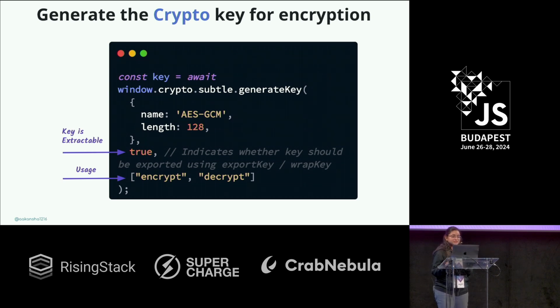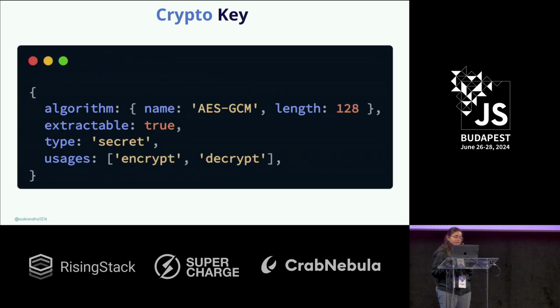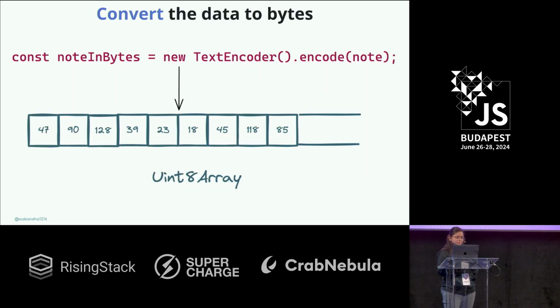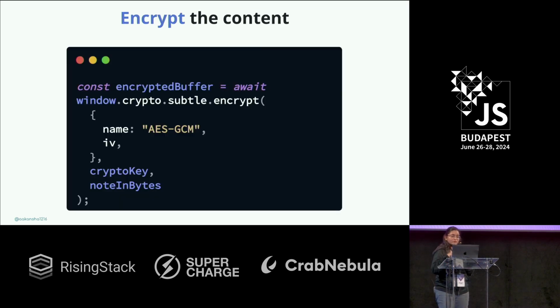So once this API promise is resolved, this is what you get. The crypto key, which I showed you a couple of minutes back. Extractable is set to true. The type is secret. The usage also looks good. So the crypto key is also done. Now the note in bytes. Again, this is pretty simple. Just take the note and use the TextEncoder.encode API, and you will have the output in bytes. So yeah, we have all three parameters done. Just let's wait for the promise to be resolved, and you have the encrypted buffer.